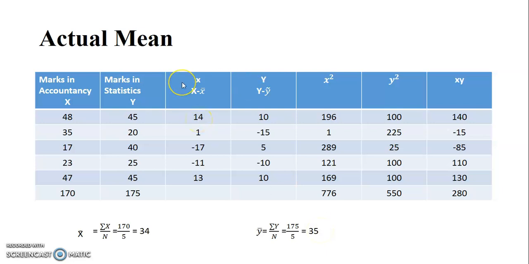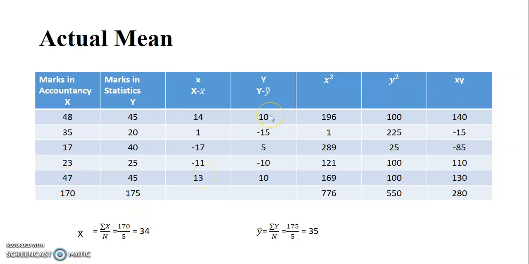Now we are going to find small x and small y. Small x represents x minus x bar. From the calculated actual mean, we have to find x minus x bar. Here the first x is 48. 48 minus 34 is 14. 35 minus 34 is 1. Then 17 minus 34 is minus 17. 23 minus 34 is minus 11. Then 47 minus 34 is 13.